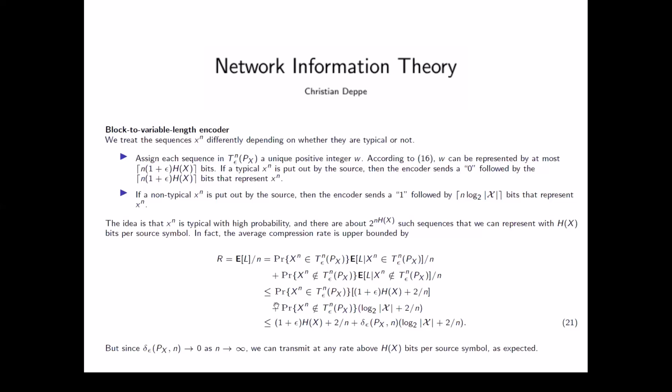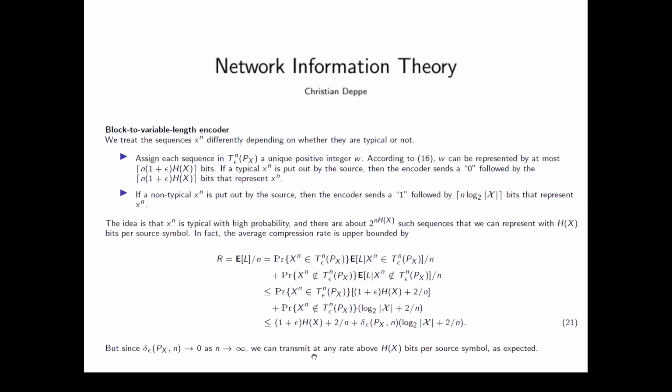Now if we look at this, we can estimate this by 1 plus epsilon times the entropy of x plus 2 over n, plus delta epsilon times log 2 of the alphabet size plus 2 over n. This is just the estimation of the probability of the typical sets. We already know this probability goes to 1, so it can be upper bounded by 1, and the other probability can be upper bounded by this delta epsilon. But we know delta epsilon goes to 0 if n goes to infinity.